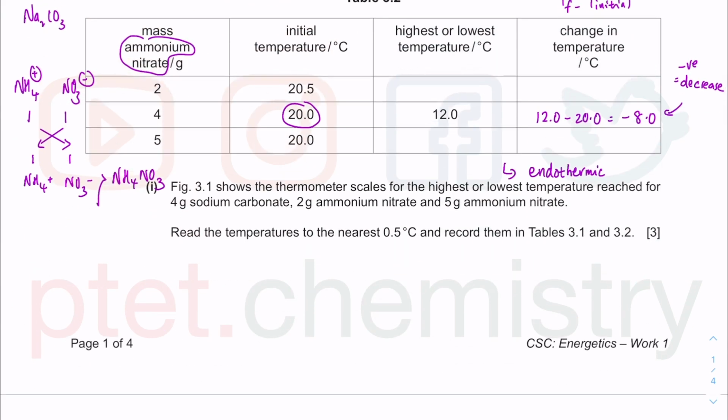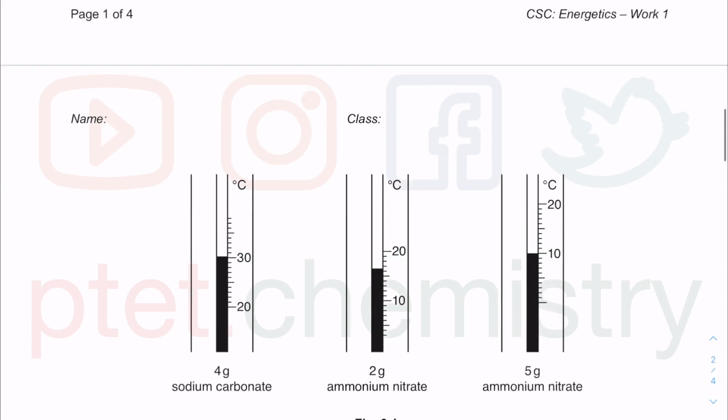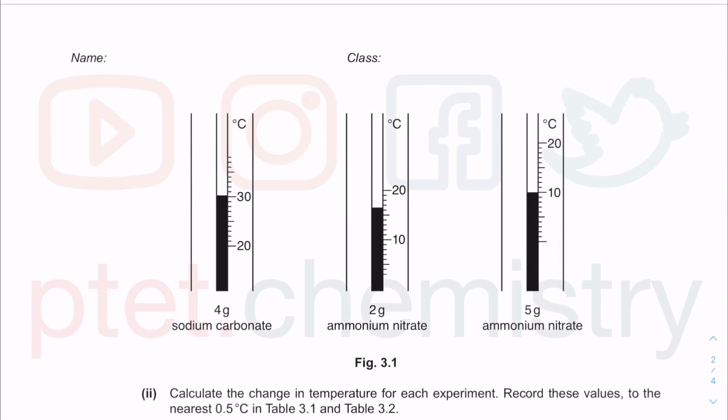In fact, this is the instruction they give you. Read the temperatures to the nearest 0.5 degrees Celsius, record them like that. So I guess this temperature, we need to read them from the thermometer scale here. So this is sodium carbonate, 4 gram. Okay, so if you read it, you see that the thermometer reads upward because you could see this is 20 and then going up to 30. So you know this is exactly 30 degrees Celsius. It falls on the line, so there's 30 degrees Celsius there.